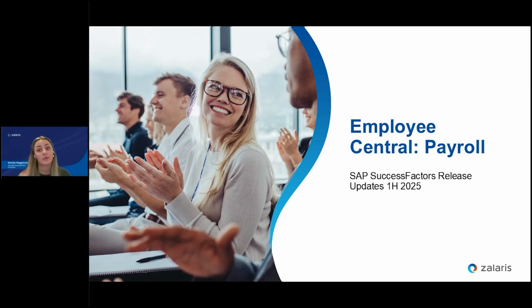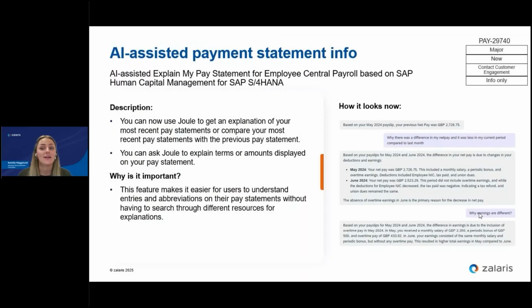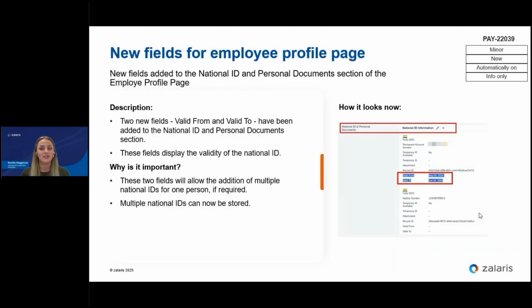We're starting off with payroll, and first we'll take a look at AI-assisted payment statement info, which is probably one of my favorites because you can now ask Joule to explain everything from your latest pay statement or compare it with the previous one. If there's anything on the statement you don't understand, like specific amounts or unfamiliar terms, just ask. Joule can break it down for you, including wage type names or details from payroll results, depending on what's included in the document.